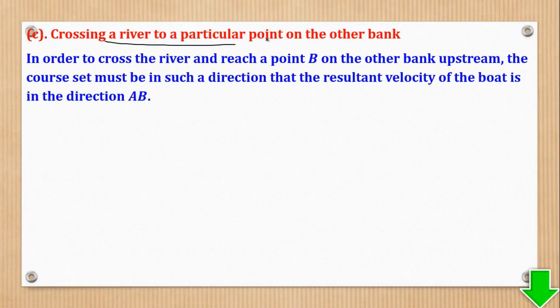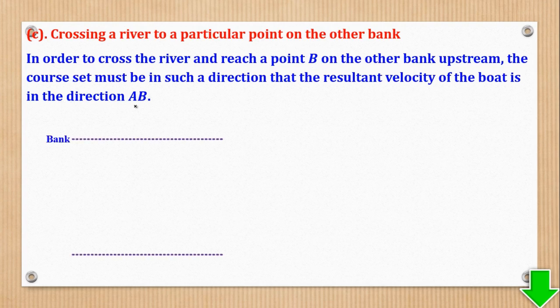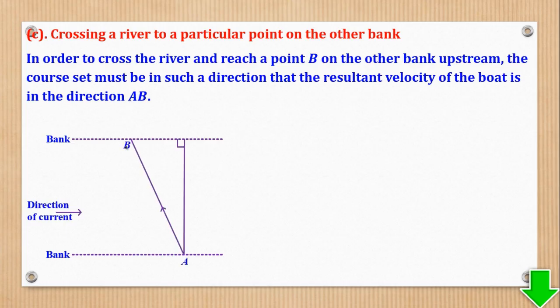What about crossing to a particular point on the other bank? So in order to cross the river and reach a point B on the other bank upstream, the course set must be in such a direction that the resultant velocity of the boat is in the direction AB. So let's try to illustrate that. So this is where I intend to reach, and that's where my resultant velocity will be.